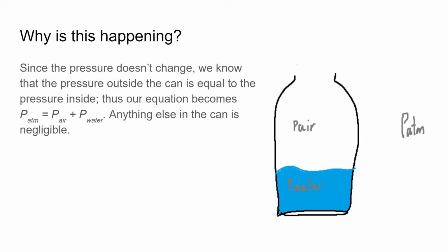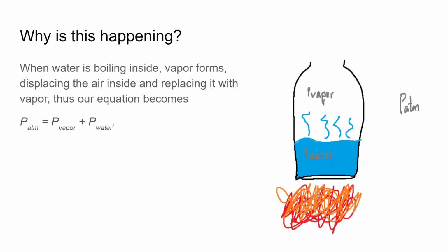The pressure outside the can was simply the atmospheric pressure, but it would be wrong to say that the pressure inside the can was mostly exerted by water and air, assuming pressure from other molecules was so small it was negligible. This is because when water was boiling inside the can, water vapor gas formed, and this gas was displacing the air that was originally inside. As a result, the pressure inside the can was actually exerted mostly by the water and water vapor, where the initial pressure inside is equal to the pressure of the water plus the pressure of the water vapor.